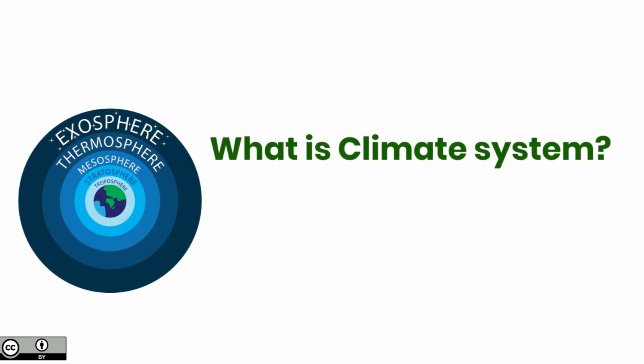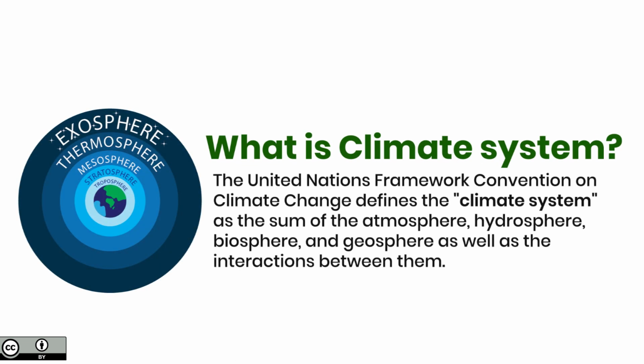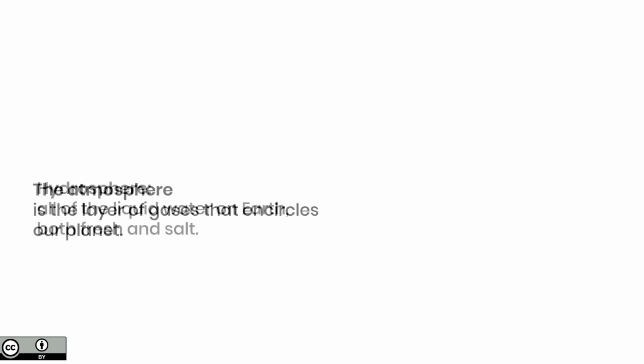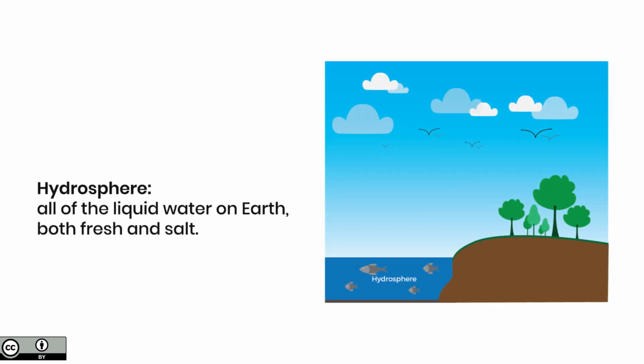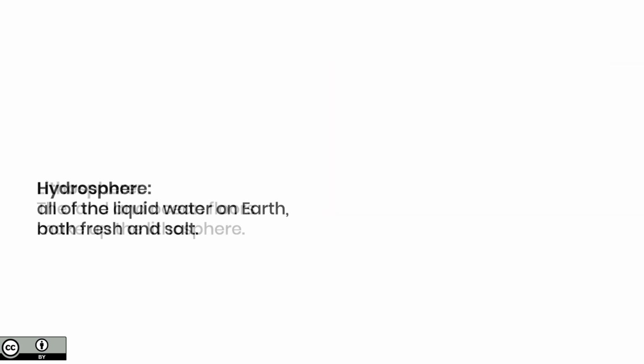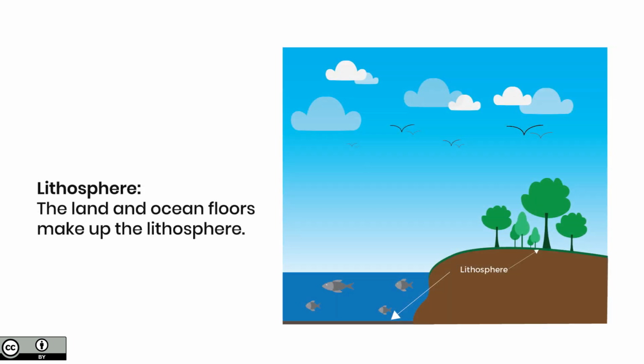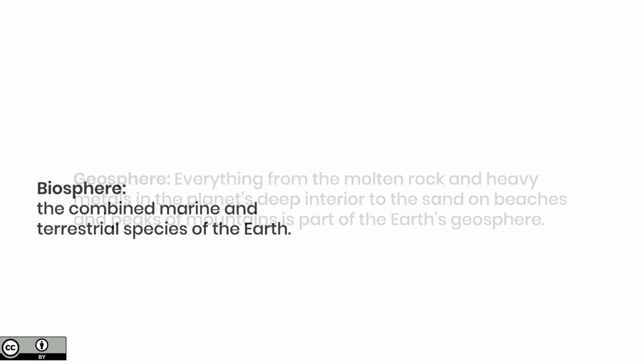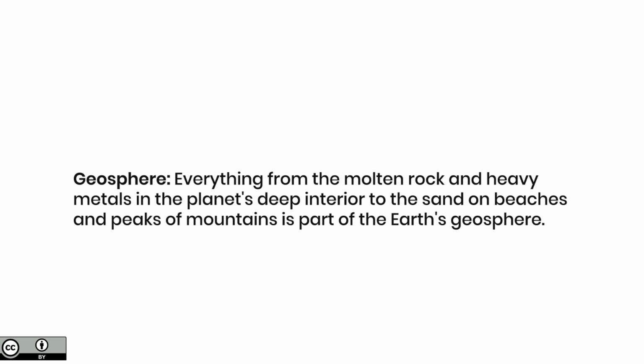What is the climate system? The United Nations Framework Convention on Climate Change defines the climate system as the sum of the atmosphere, hydrosphere, biosphere, and geosphere, as well as the interactions between them. The atmosphere is the layer of gases that encircles our planet. Hydrosphere: all of the liquid water on Earth, both fresh and salt. Lithosphere: the land and ocean floors make up the lithosphere. Biosphere: the combined marine and terrestrial species of the Earth. Geosphere: everything from the molten rock and heavy metals in the planet's deep interior to the sand on beaches and peaks of mountains is part of the Earth's geosphere.